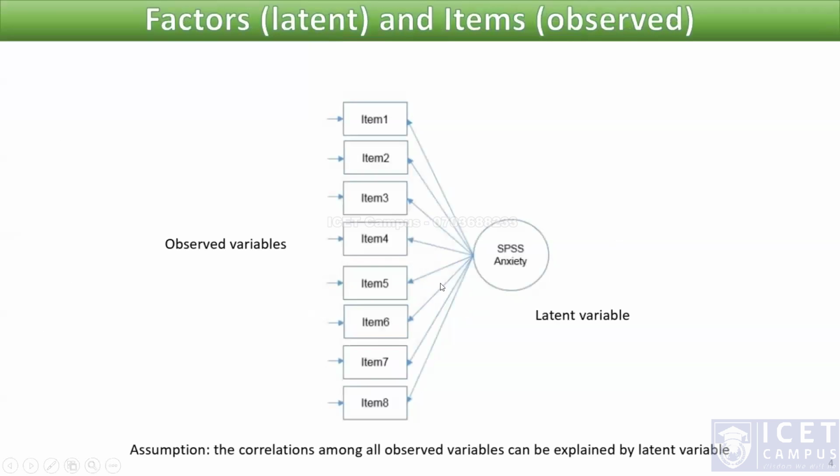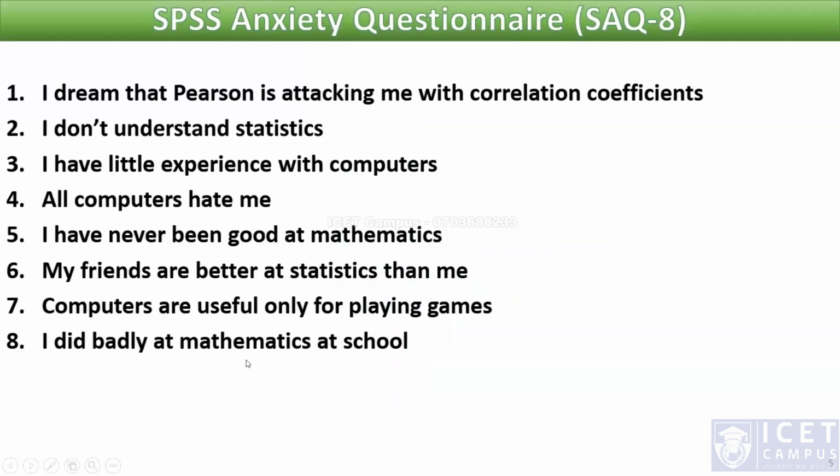So these are the 8 items in the questionnaire. I dream that Pearson is attacking me with correlation coefficients. I do not understand statistics. I have little experience with computers. All computers hate me. I have never been good at mathematics. My friends are better at statistics than me. Computers are useful only for playing games. I did badly at mathematics at school. These are the 8 questions given in the questionnaire.